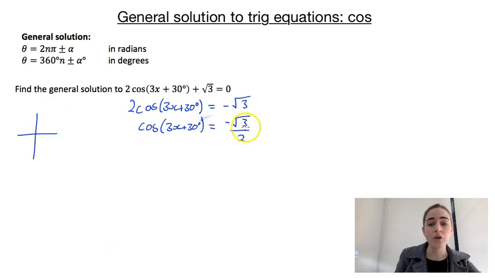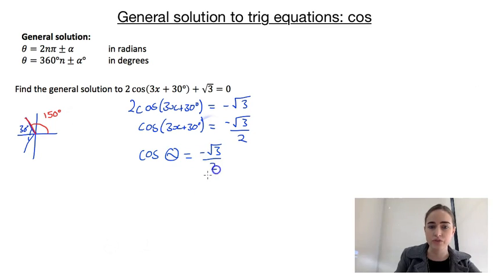Now to solve this, we're going to draw up our all stations to central diagram. We know that cos is negative, so that's going to be in our second and third quadrants. From our special triangles, our exact values, our related angle is going to be 30 degrees. So that means our first solution is this angle here, which would be 150 degrees. So if we had cos theta equals minus root 3 on 2, our solution would be theta equals 360 degrees times n plus or minus 150 degrees.